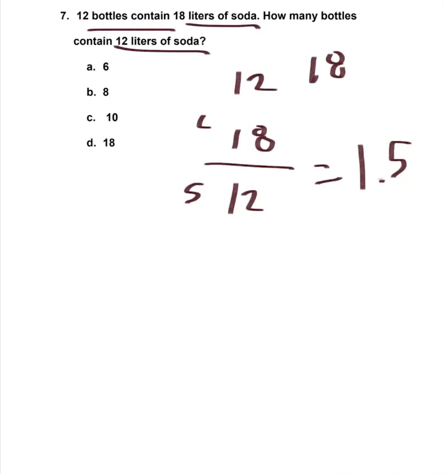So how many bottles contain 12 liters of soda? You would find this out by doing 12 divided by 1.5, which is equal to 8. B.